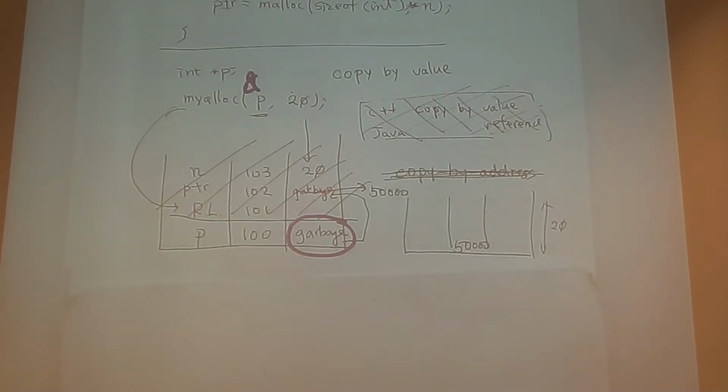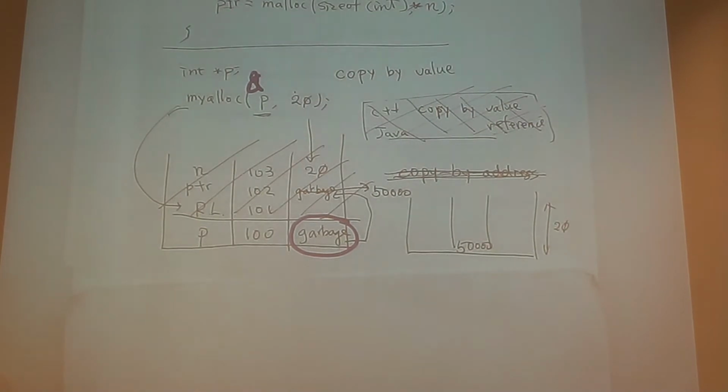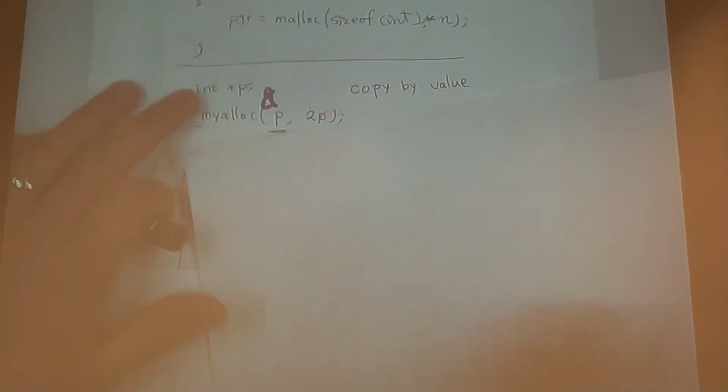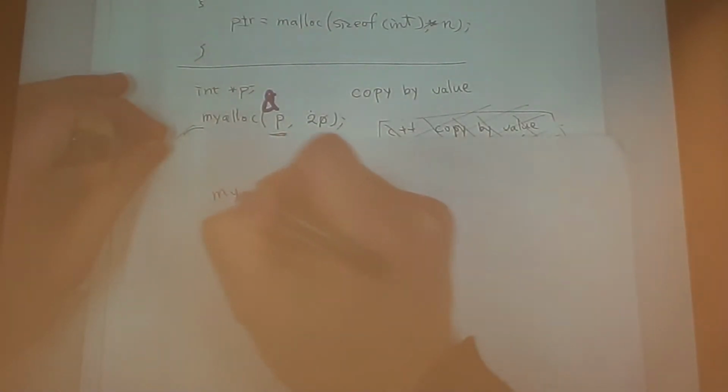How about you? Okay. The rule is the following. If you want to modify something in a caller, you have to give the address. You cannot give the value. You have to give the address, so you will modify P. Otherwise, whatever you do inside is not going to take any effect after the function returns. So this doesn't work. What are you going to do? You are going to say my alloc.